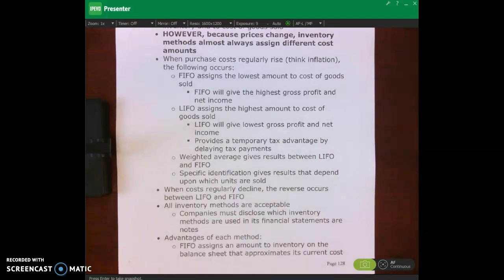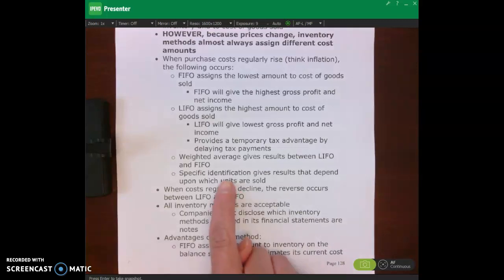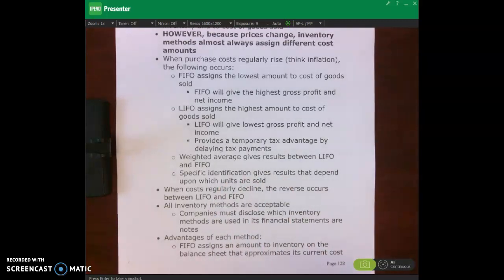Okay. Weighted average will give us results somewhere in between LIFO and FIFO, and then specific identification, which really, if we think about the matching principle, says we want to, as best as we can, match expenses and revenues in the same accounting period. Well, of the four, specific identification best satisfies the matching principle because it's saying we sold this exact box of markers for $3 and we know the exact cost, which was $1. So that best satisfies the matching principle. But again, that is impractical for high volume products. Specific identification is for big, expensive, custom-made, low volume products. Think car dealership. But specific identification would best satisfy the matching principle, okay?